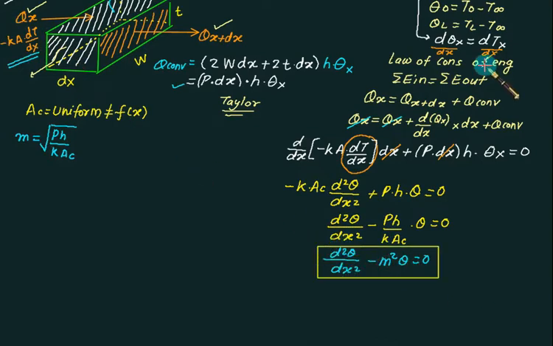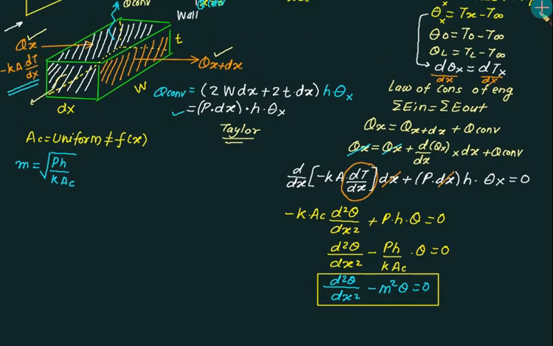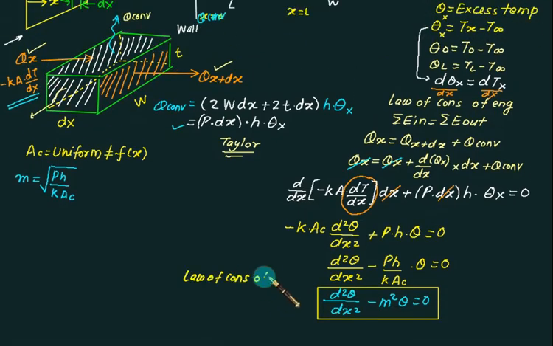So right now we have developed this equation using three laws. First is the law of conservation of energy. Then we have used the Fourier law. And for convection we have used Newton's law of cooling. So the combination of these gives us the governing equation for the fin.